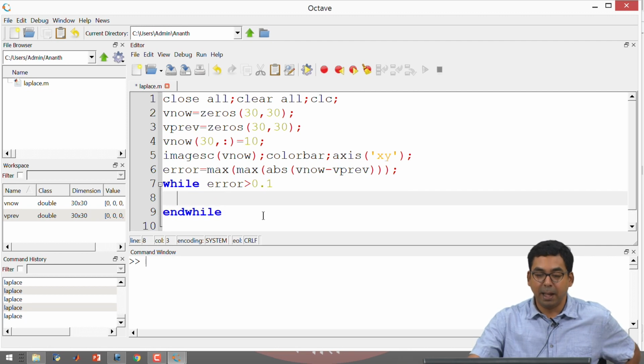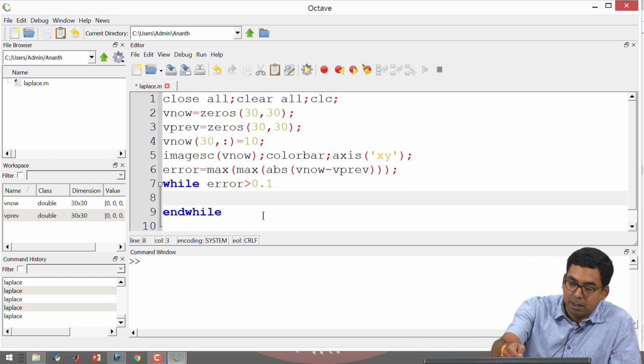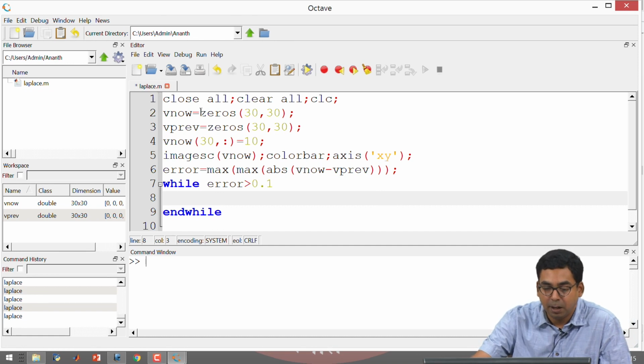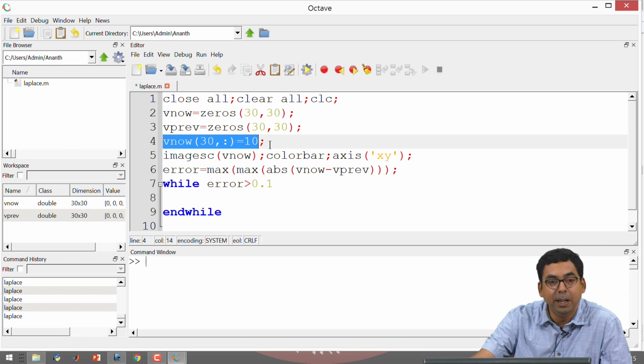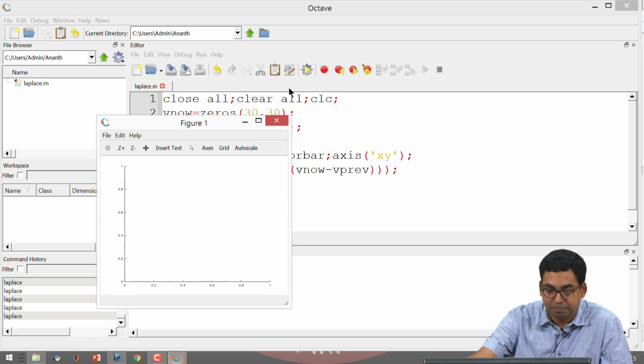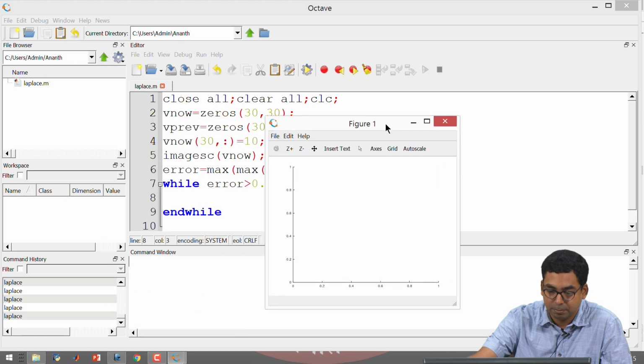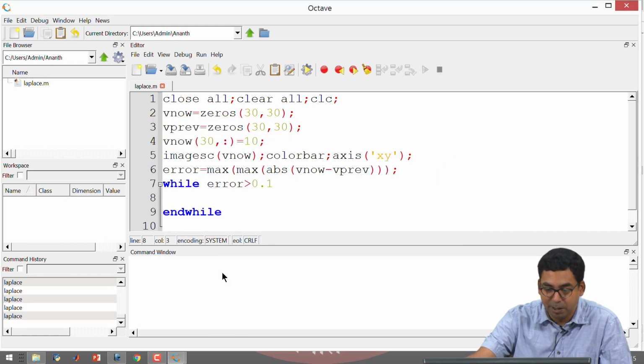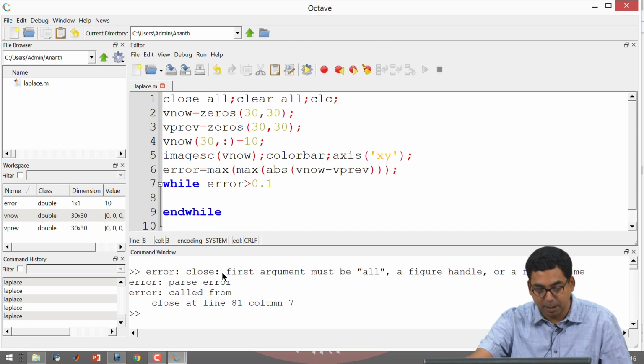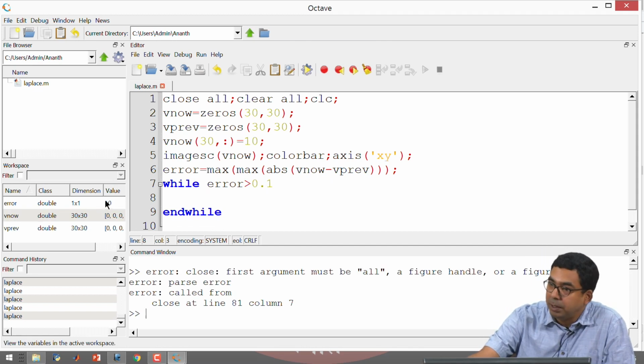So, while this error is greater than 0.1, that means if I start from line number 1 and progress towards line number 6, which defines the error, in order for me to write anything within this, the error has to be greater than 0.1. Right now it is, because I have made V now of 30 comma colon, line number 4, to be equal to 10. Okay. So, if I just run this program, okay. So, it is an infinite loop because error is continuously greater than 0.1, does not matter, right. So, error is equal to 10, all right.